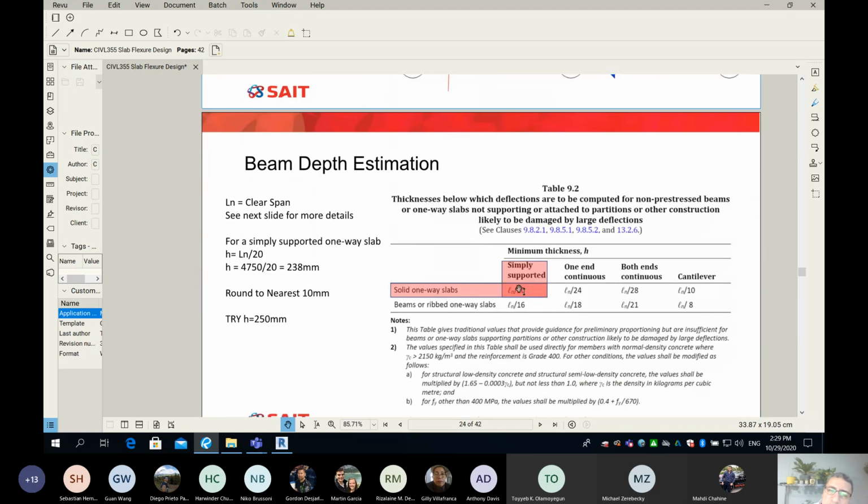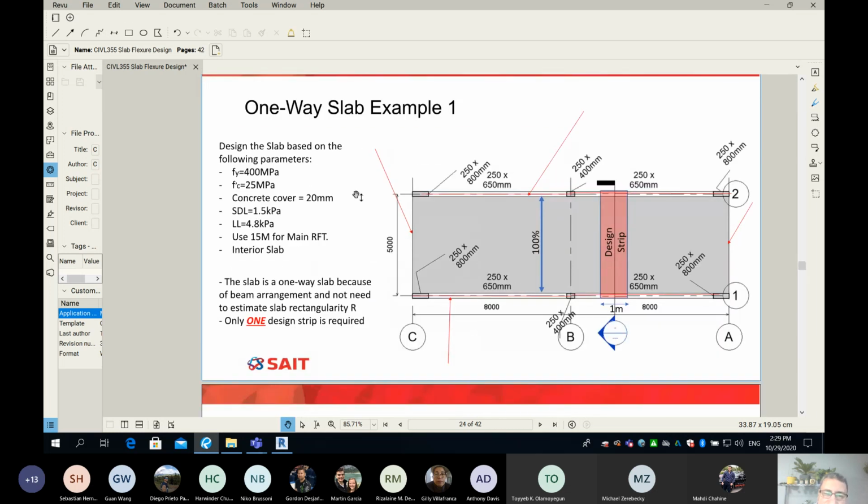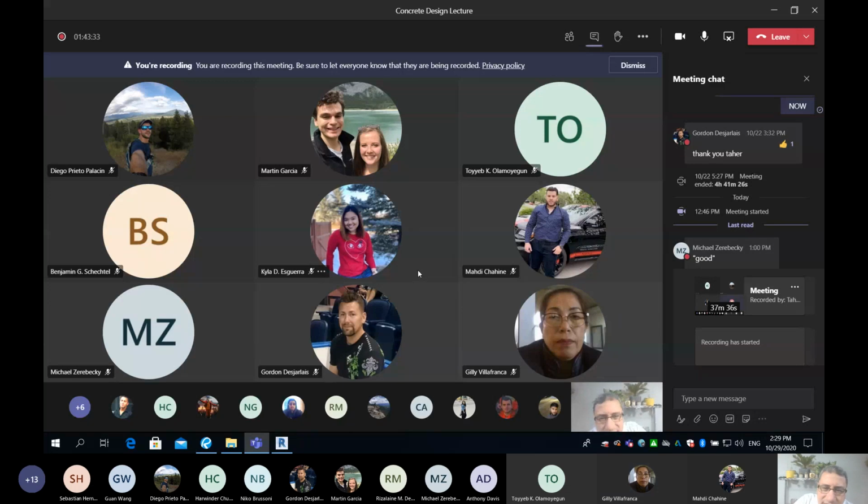Now, let's go to the next slide. You can see here, I never mentioned my slab thickness. Let me ask you, do we need slab thickness? Is it required for the design? Do I need to know what the slab thickness is in my design?